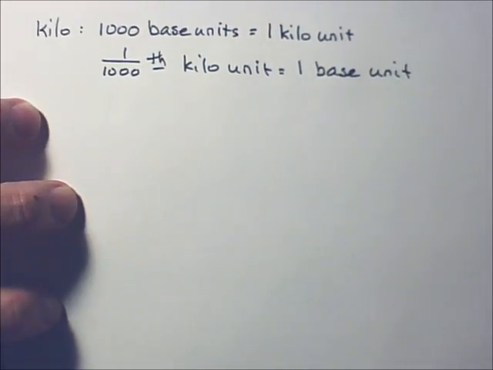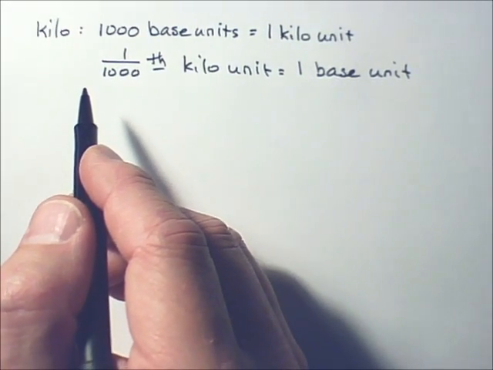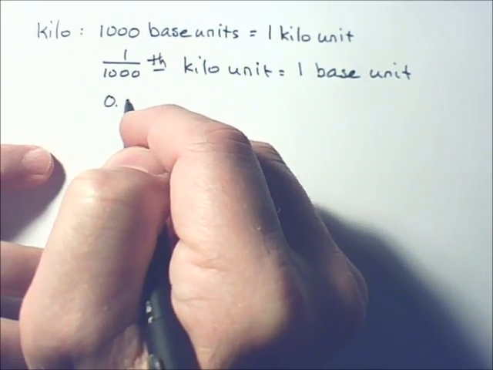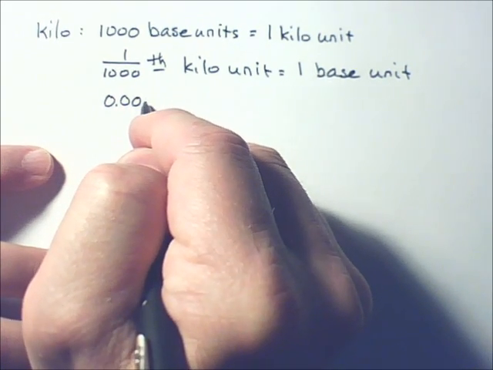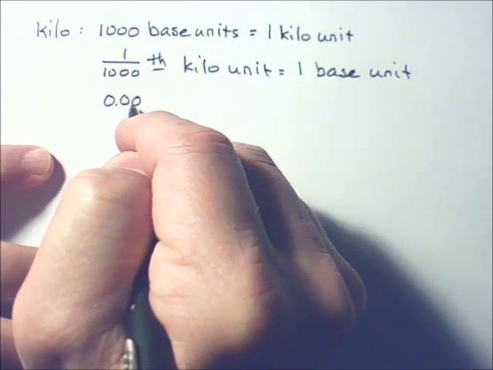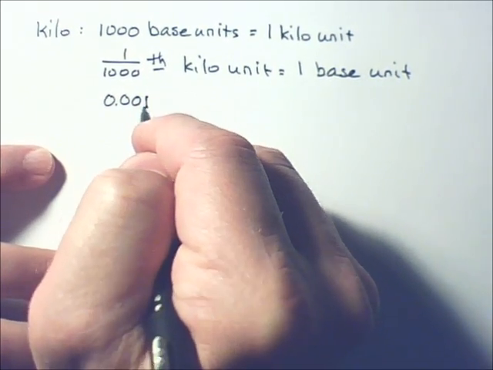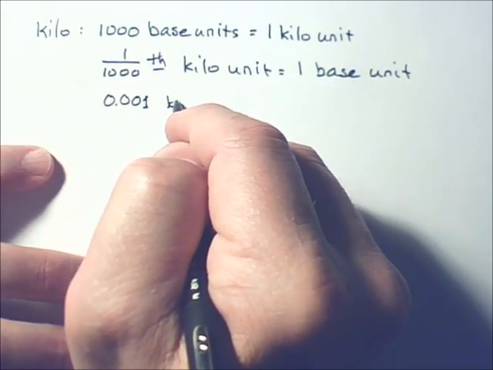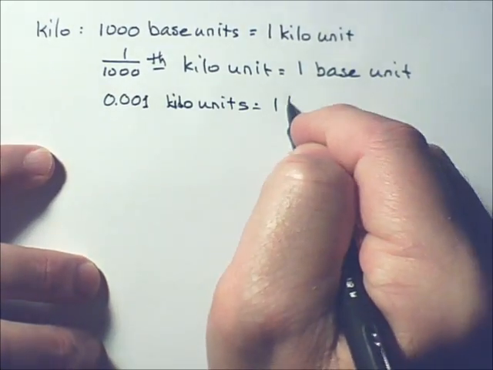Can anybody tell me how to write this in exponential notation? Well, 0.001 is one way to do it. How many zeros? It's not 3 zeros really, it's 2 zeros and the number 1. This many kilo units is equal to 1 base unit.